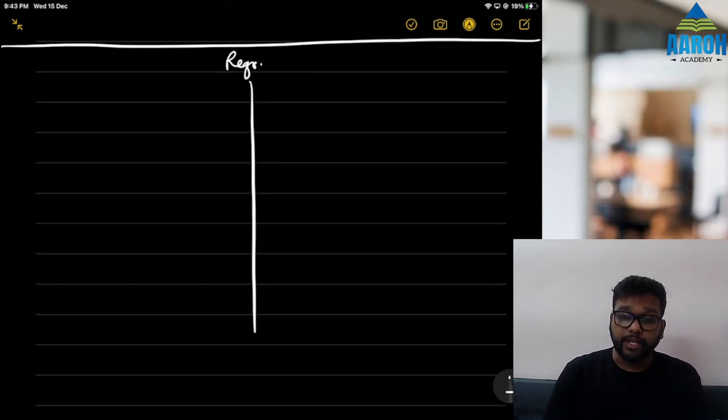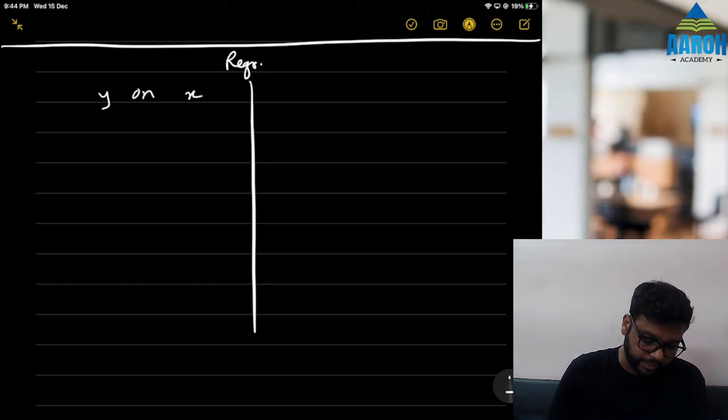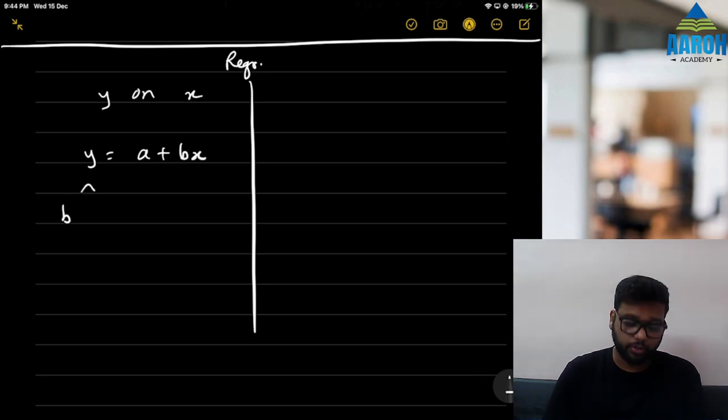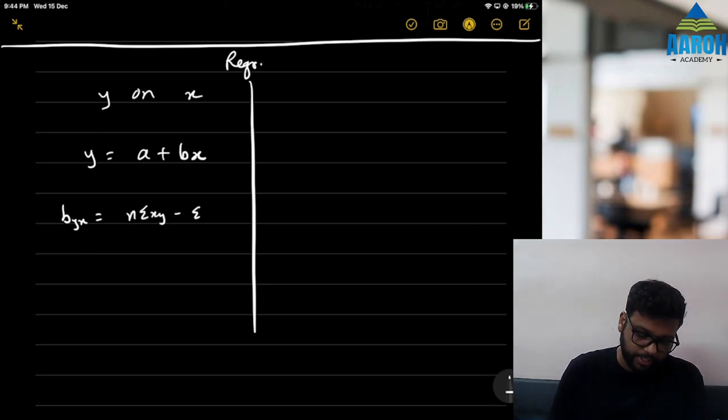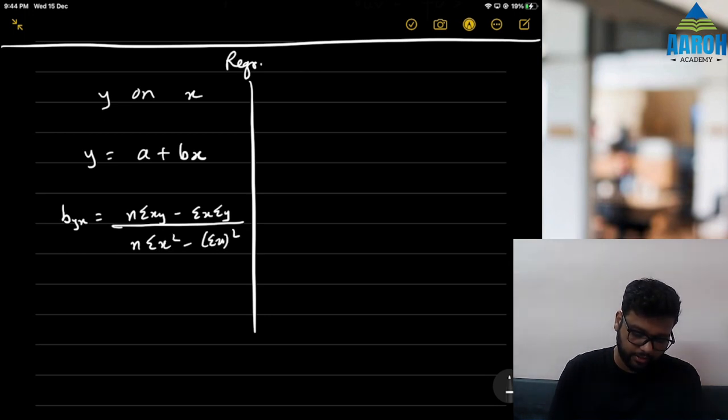If y is dependent on x, then we call that regression equation as what? Y on x or x on y? Y on x. So y on x means y is dependent on x. The equation will be like this: y is equal to a plus bx. This b is called as regression coefficient. We can write it as byx. Fine. Formula of that byx is similar to formula of r, so it is easier to remember. N summation xy minus summation x summation y upon only the x part, that is n summation x square minus bracket summation x square.